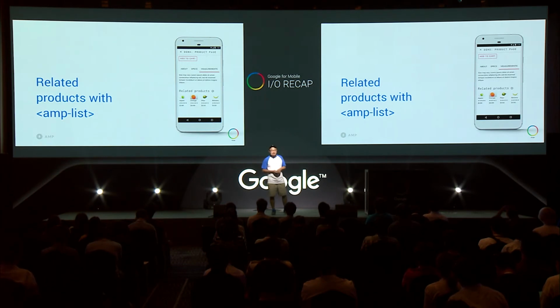This will be the last example, but I get asked many, many times whether AMP is only for static content, right? Wrong. For example, related products, which are shown on the slide right now, and even recommendation or personalization are possible using AMP list.